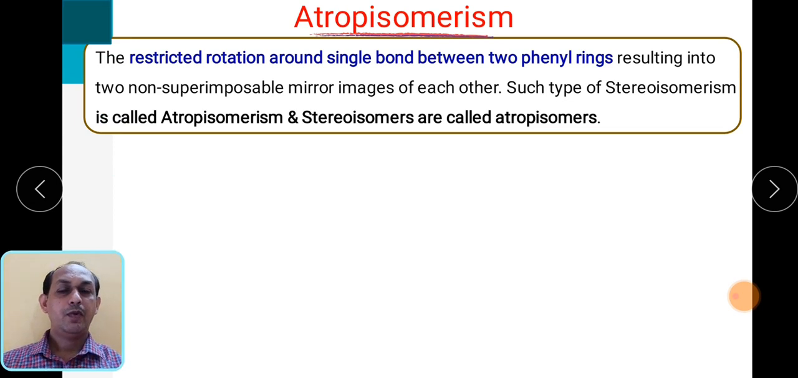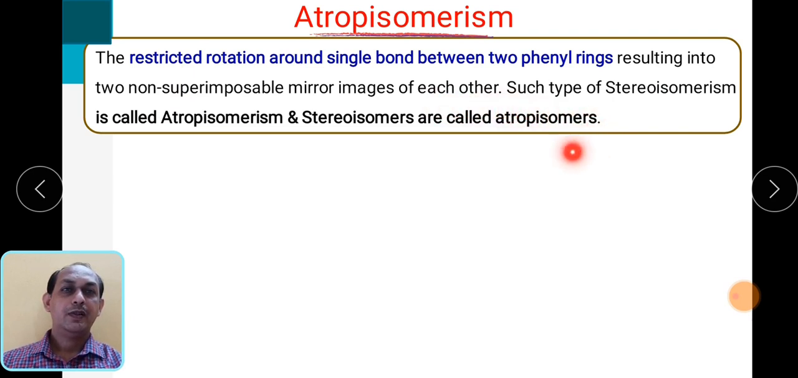Now this is a very important and very interesting phenomenon, atropisomerism. Atropisomerism is nothing but what we have seen in the earlier slide. It is a phenomenon where you observe restricted rotation around a single bond between two phenyl rings. Restricted means these rings remain in this plane only. They will not become coplanar like this one or this one. They will always remain like this. This movement is restricted. Such a phenomenon is called restricted rotation, resulting in two non-superimposable mirror images.